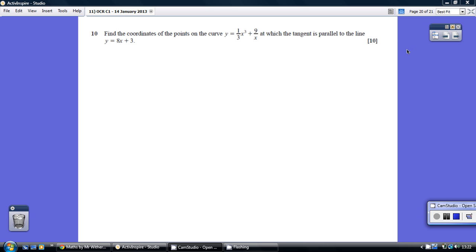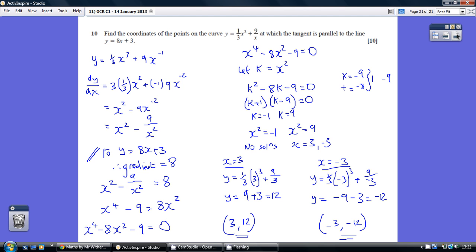Question 10. So, basically, think of your way through this. We've got to find the coordinates of the point on the curve which is parallel to this line. So if it's parallel to this, it's going to have the same gradient. Now, what is the gradient of this line? The gradient is 8. So we need to find out where the curve has a gradient of 8.